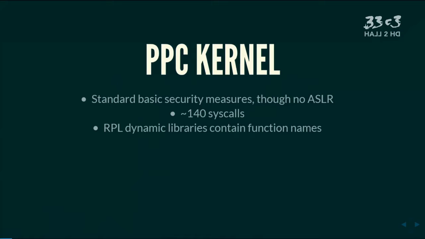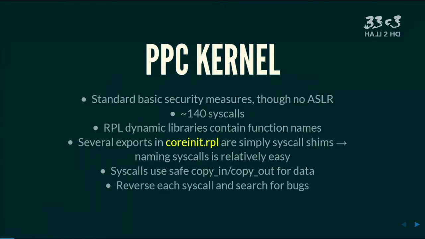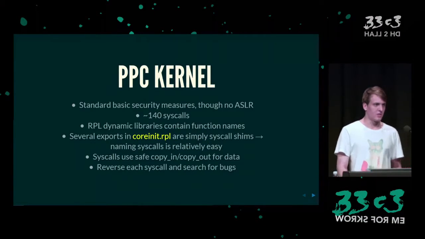So the Wii U uses this RPL mechanism for dynamic libraries, and there's this really nice library called coreinit.rpl, and it contains a lot of syscall shims and symbol names, so we can name all the syscalls straight away without much hassle. And it's important to note that all the syscalls use a safe copy-in, copy-out mechanism to get data from the user space into the kernel space. So you start reversing each syscall and you start looking for bugs.